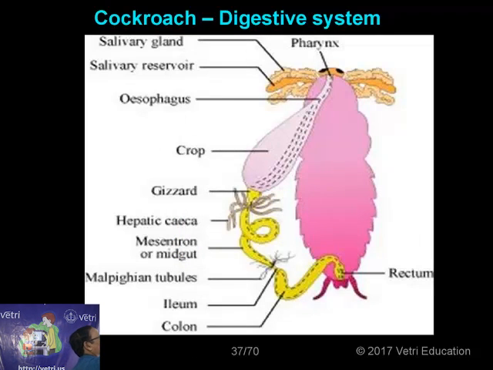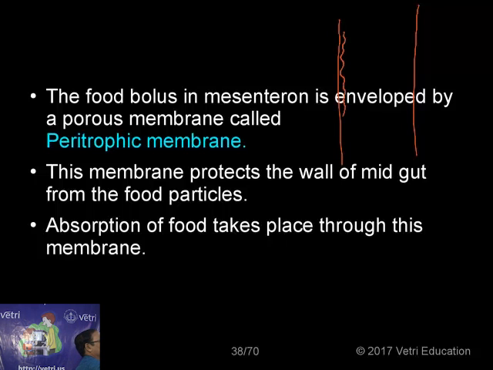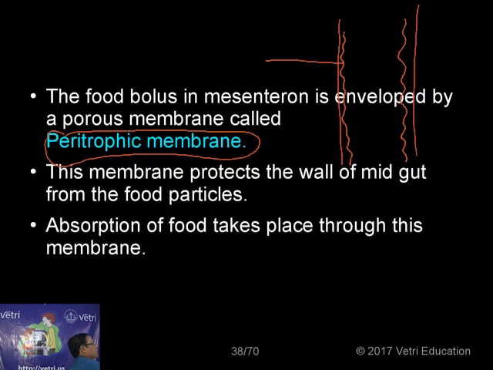Now this is the structure I showed you. Now the food bolus, one related question. Now this is what we call the intestinal wall. Here there is a membrane which is porous in nature. This membrane is called the peritrophic membrane, lining the wall of the mesenteron. This membrane is actually secreted by the epithelium, and the entire food bolus, a mass of food, is surrounded and covered with the peritrophic membrane.